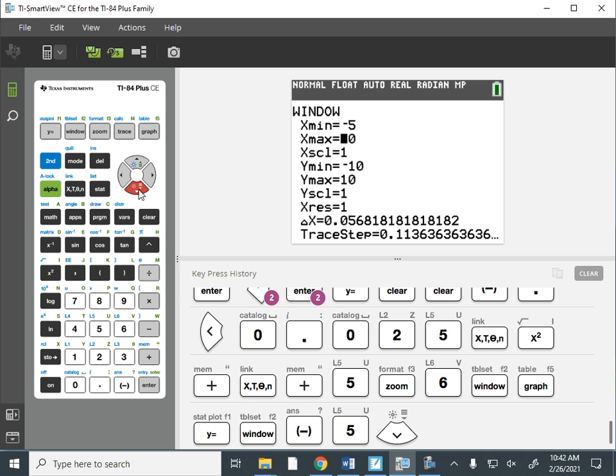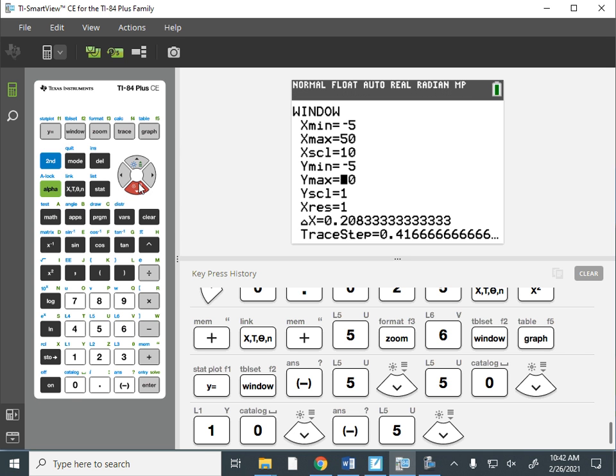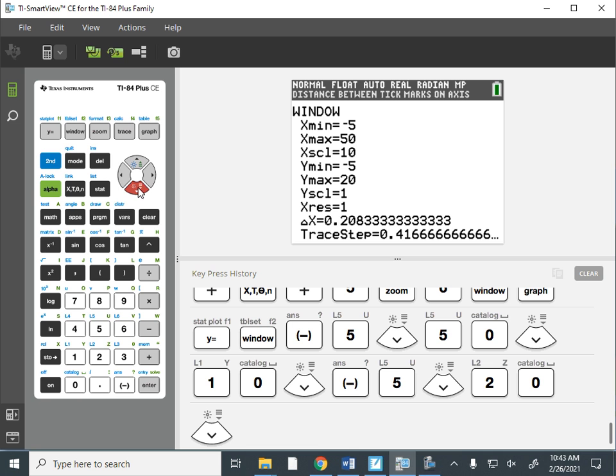A football field is 100 yards. So he's not going to throw it further than 100. So let's say like 50. And we'll count by tens. Okay. Y min, again, I'm just going to make that -5. Get a good picture. And the max, okay, well, it's going higher than 10, but it probably can't go much higher than 10. So I'm going to put 20 and count by 5.